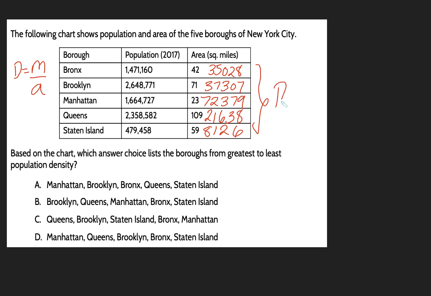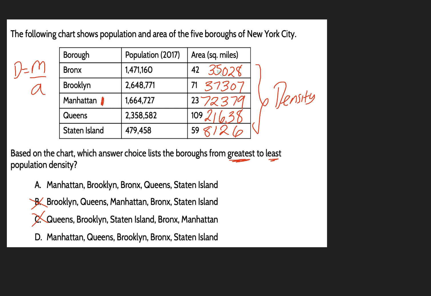Okay, so I have my density. All of this is my density, population density. They want us to list it from greatest to least. Okay, the greatest is Manhattan with 72,379 people for every square mile. So Manhattan, so you know your answer is not B or C. All right, so we have two Manhattans leading. Okay, who would be next? So Manhattan is number one.